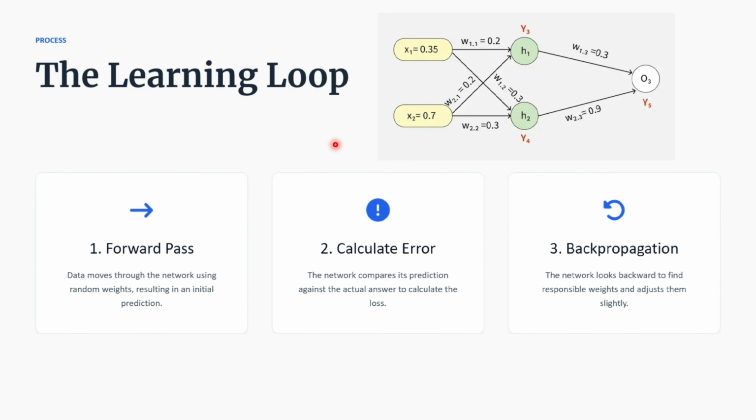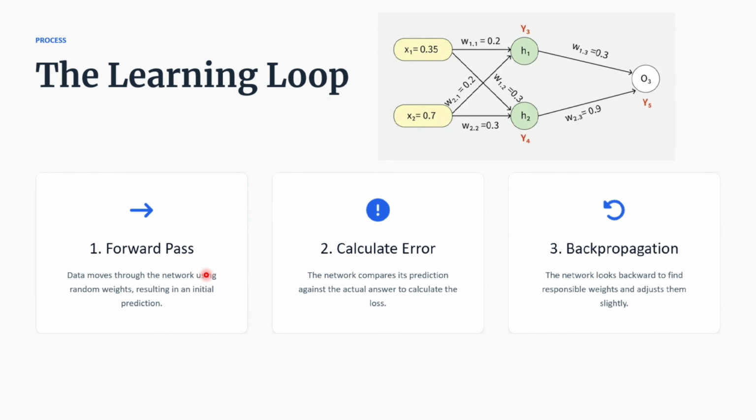How does a neural network actually learn? This is the most important part, so let's keep it simple. When a neural network is first created, its weights are just random numbers, so its very first few predictions are basically guesses and usually wrong. Here's how the learning loop works.